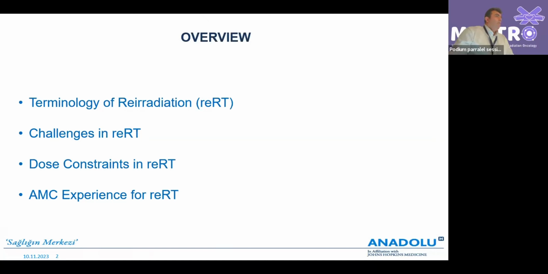I'm working in one of the private hospitals in Turkey, which is affiliated with Johns Hopkins. We invite a lot of patients from abroad, which means the patients are treated outside for the primary treatment, and then they come to us without any report or any data for the primary irradiation. So we have a lot of cases of re-irradiation. That's why we would like to create a workflow for re-irradiation. So I would like to give you some information about our workflow.